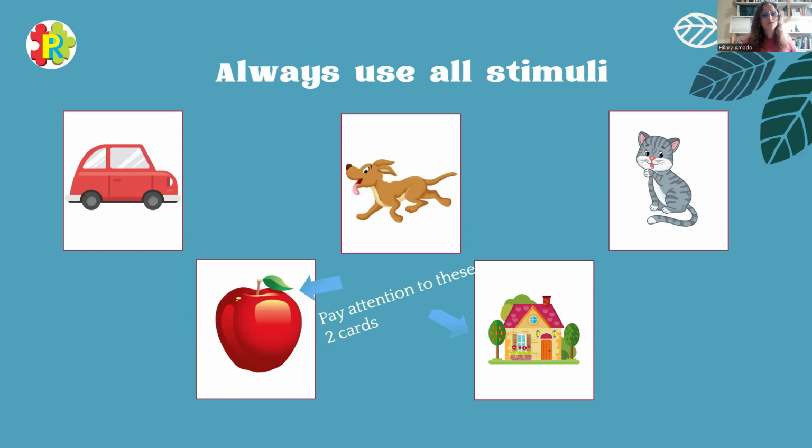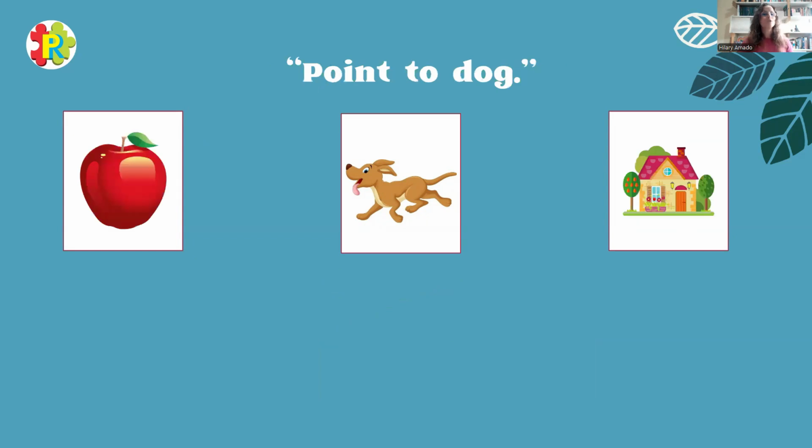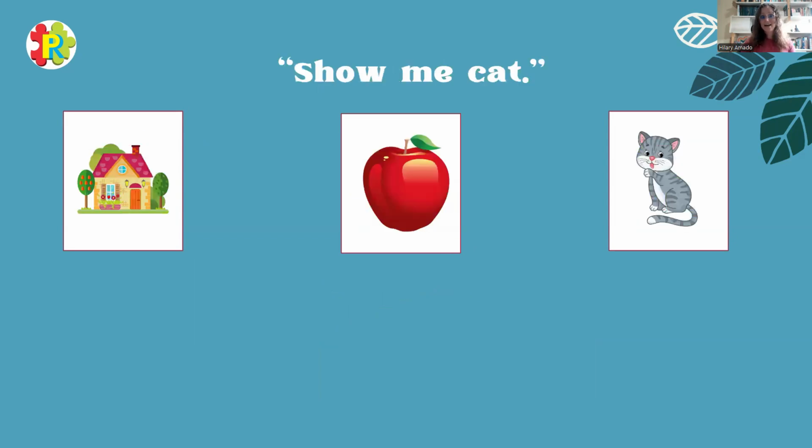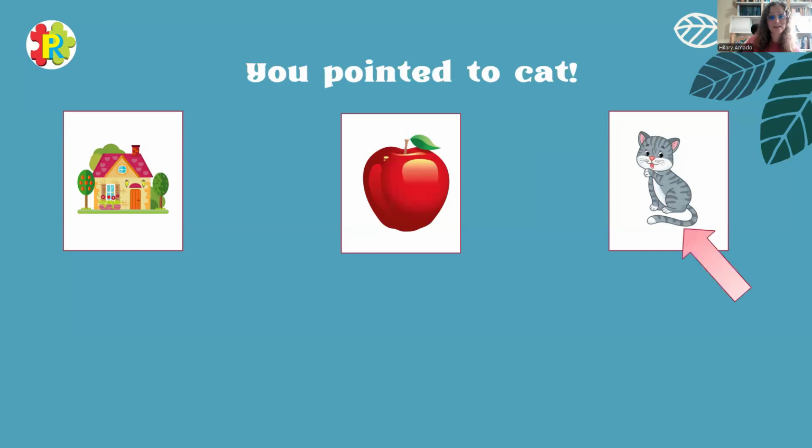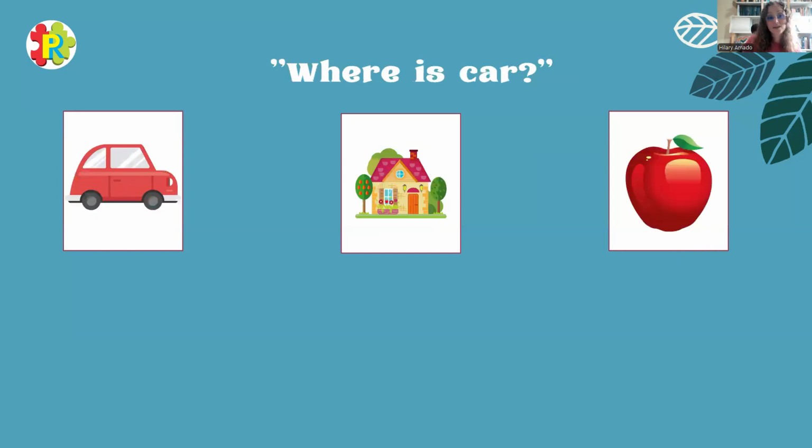Okay, so what happens when you use distractor cards? Let's say your real targets here are cat, dog, and car. So you say point to dog here, and you have those distractor cards of the apple and the house, which you never ask for. You ask the learner to point to dog. He's got it. Yes. Show me the cat. I'm never going to ask for the apple or the house, but show me cat. You pointed to cat. Where's the car? I'm not asking again for the apple or the house. And they pointed to the car.